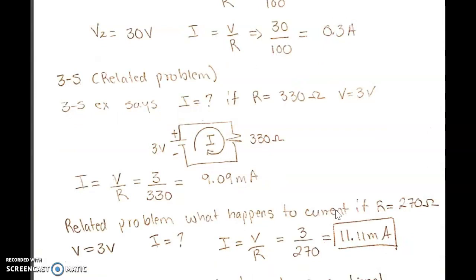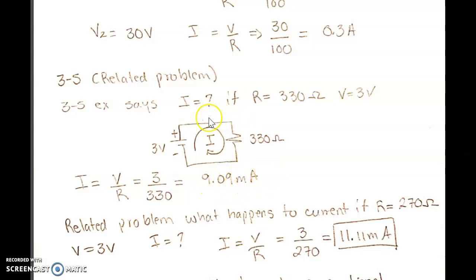So right here it says, what happens to I if R now goes from being 100 ohms to 300 ohms and voltage is 3 volts? So we have current equals voltage over resistance. So we find the current. We find that it's 909 milliamps.